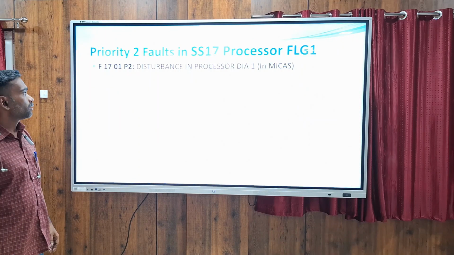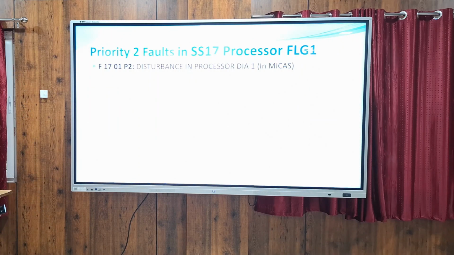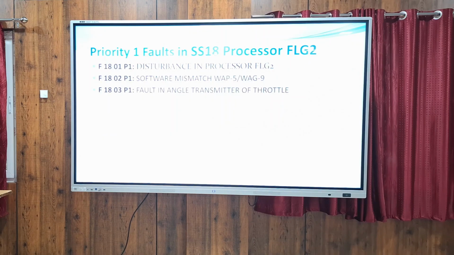Then disturbance in DIA card is also for Mika's logo only. Same as FLG1 and FLG2.